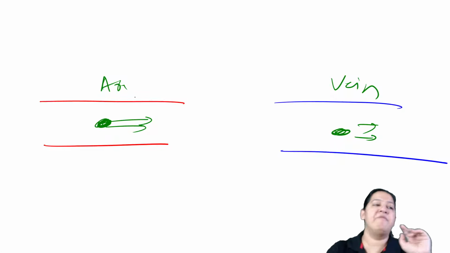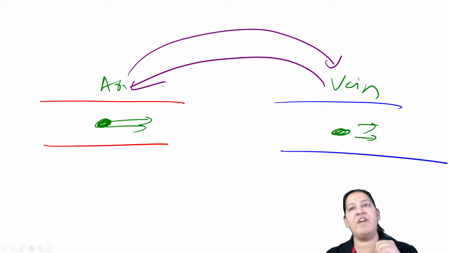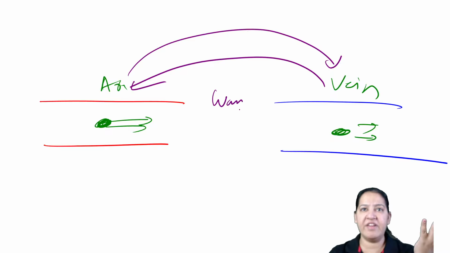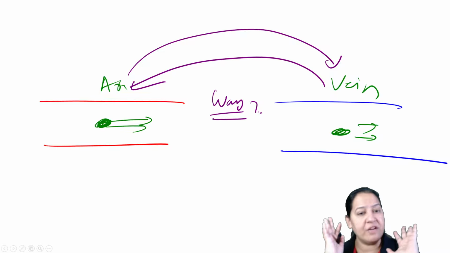Is there any way via which we can move the embolus from the artery to the vein or from the vein to the artery? Is there any way? I'm asking you. Yes or no? Yes, we can do that. We can do that via the heart.